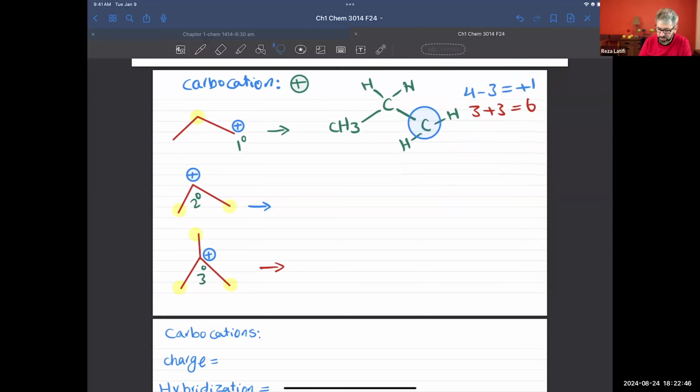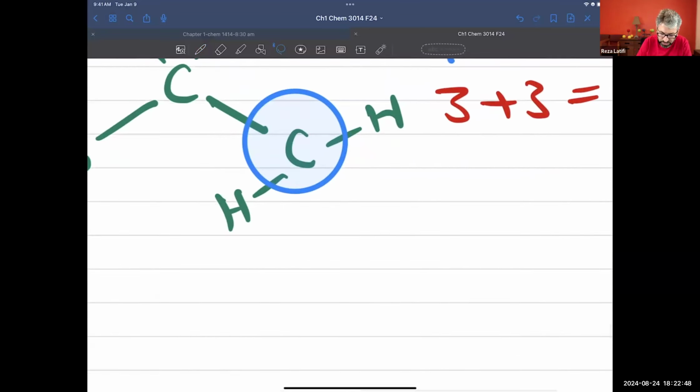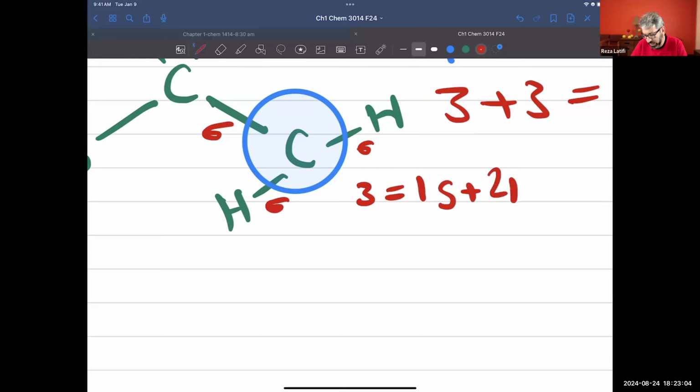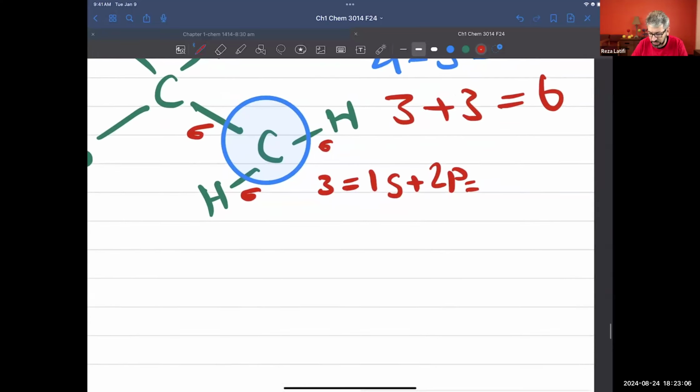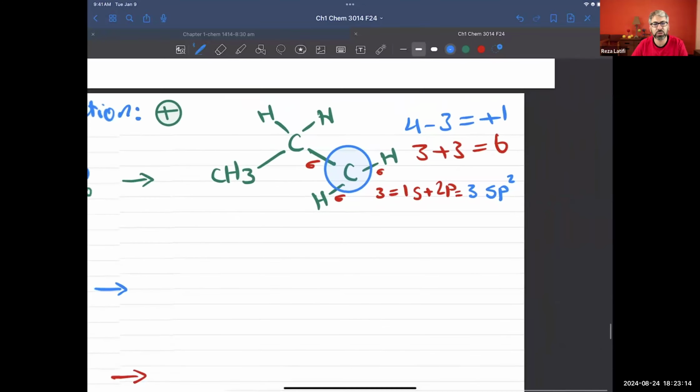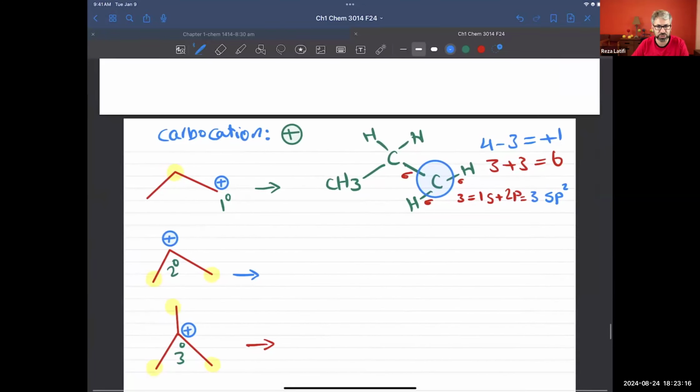How about the hybridization? If I zoom on it, I have sigma, sigma, and sigma. So I have 3 sigmas, 3 pairs. In order to accommodate 3 pairs, we need 1 from s and 2 from p, and that's going to give us the hybridization of 3 orbitals of sp2. So any carbocation is going to have sp2 hybridization. And sp2 hybridization will have planar geometry, trigonal planar geometry.